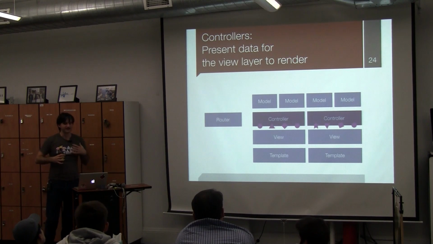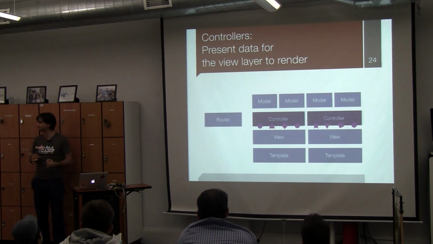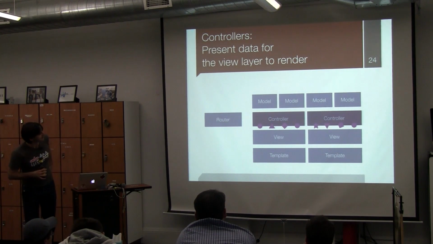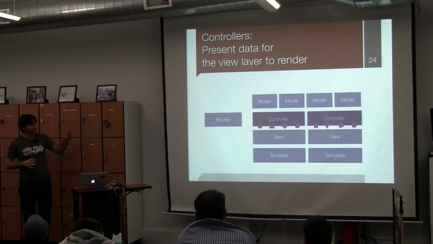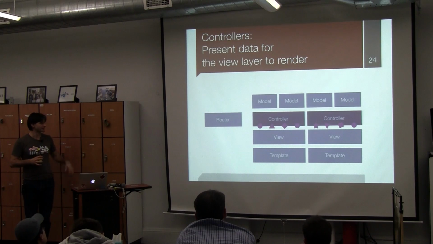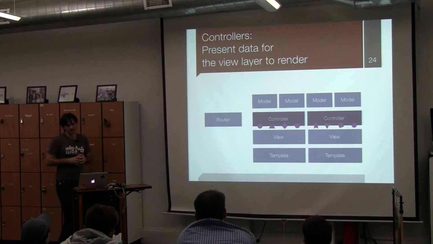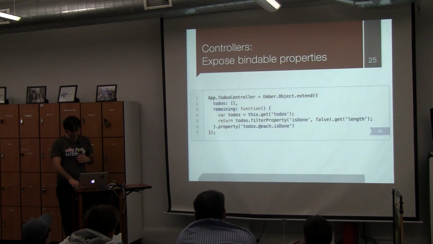Controllers present, I think the easiest way to think about it is that they present data for the view layer to render. These little shaped purple blocks are supposed to represent property names, mostly properties, that the view will access to render things. What's interesting is that the controller is presenting this clean API to the view, but we'll get to that in a second.